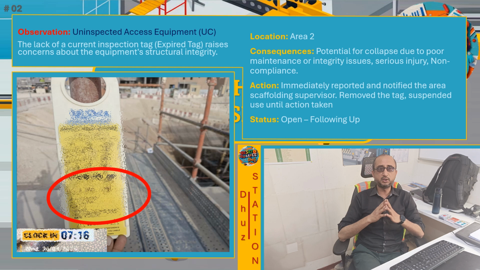Action taken: the safety team immediately reported and notified the concerned scaffolding supervisor to fix it. Unfortunately, the representative was not immediately available, but they ensured that they will fix it as soon as possible. So the safety team removed the tag and left the holder behind, which becomes a red tag, so no one will use it. Status is still open, and the HSE team is following up on this issue.